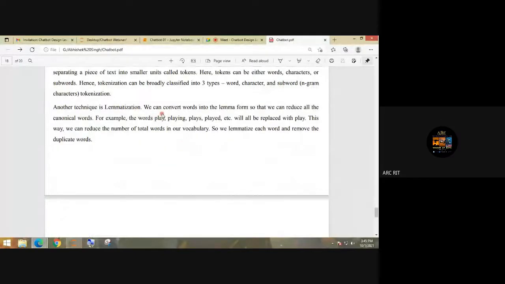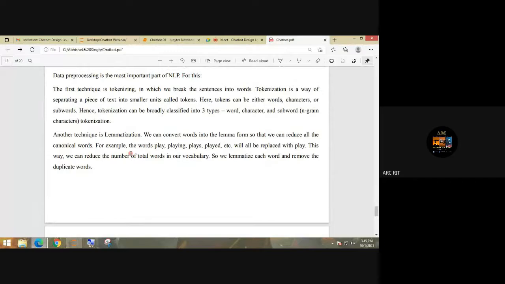What does lemmatization do? Lemmatization avoids repetition. Like I am writing play, someone is writing playing, someone writes plays, someone writes played. For the chatbot, these have the same meaning, play. Because everyone is using some other form of tense, some other form of grammar. But their purpose is the same. They are asking the same question in one way or another. So lemmatization and tokenization, these two steps are very important when we are dealing with NLP.